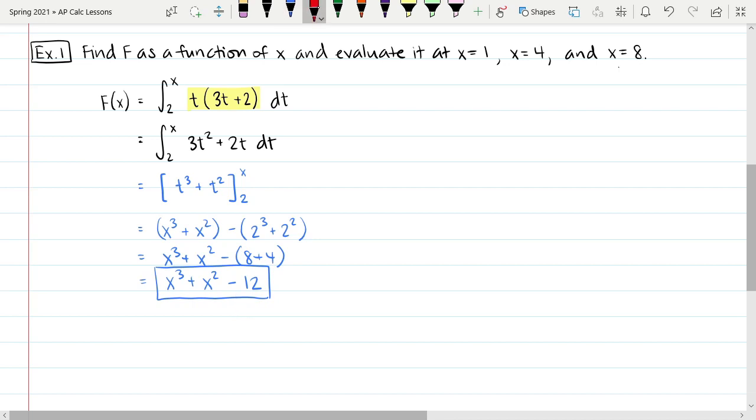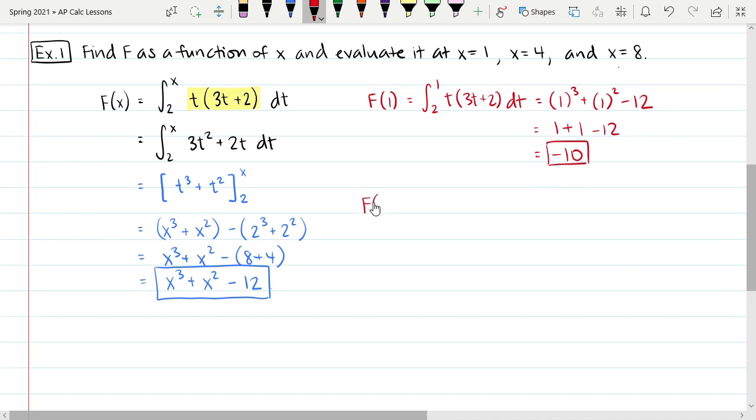So now that means if I'm trying to find big F of 1, well, that's really the integral from 2 to 1 of t times 3t plus 2. But remember, to evaluate that, all we're really doing is we're substituting into our new function that we just found. So that's going to be 1 cubed plus 1 squared minus 12. And that's going to be 1 plus 1 minus 12, which is negative 10.